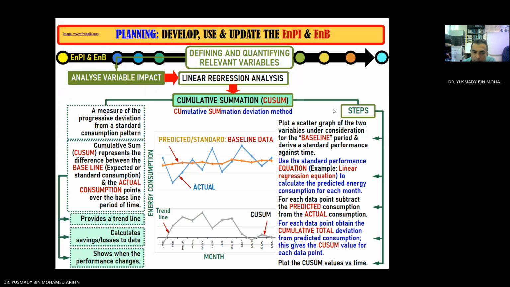The CUSUM graph or line shows the trend line, and we can know which months we will have savings in terms of energy consumption, and also which months we will have losses in terms of energy consumption. Also, we can see the performance change throughout the year if we have a reduction in the CUSUM data.